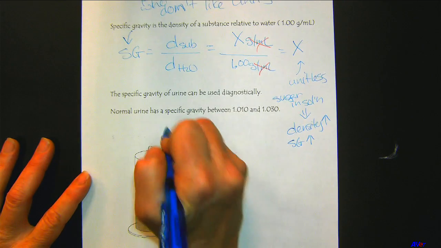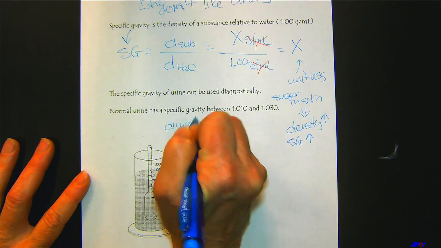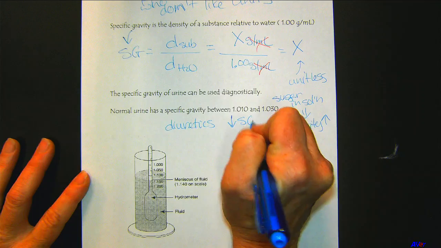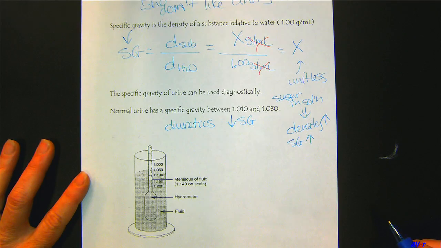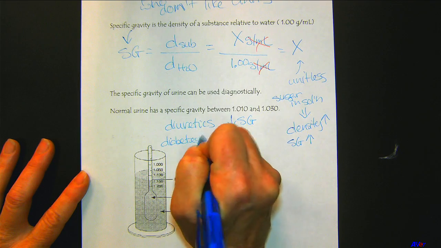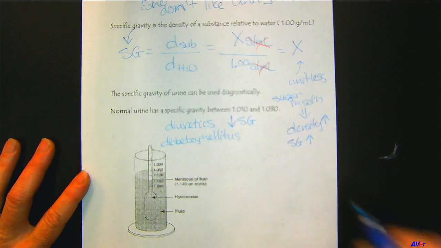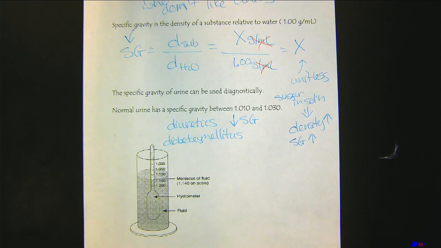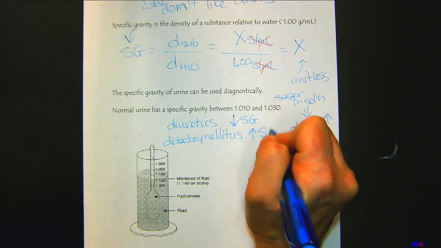When people are on diuretics, what do you think would happen to the specific gravity? Diuretics cause us to pee. If we're peeing a lot more, our pee is dilute, and the specific gravity goes down. People with diabetes mellitus, though, what do we know? We talk about the blood sugar. Because people with diabetes mellitus aren't able to assimilate the sugar that they've consumed, it's sitting in their fluids, and so that raises the specific gravity.